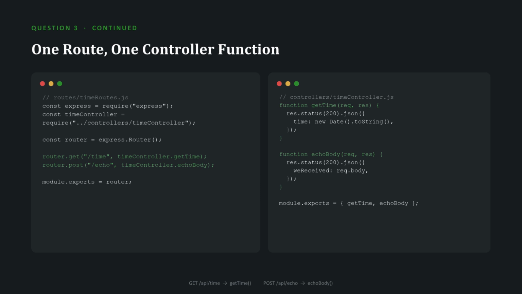So on the left there is a route example, as you can see, router.get. And on the right there is a controller example. It's basically mounting the timer route under the API.